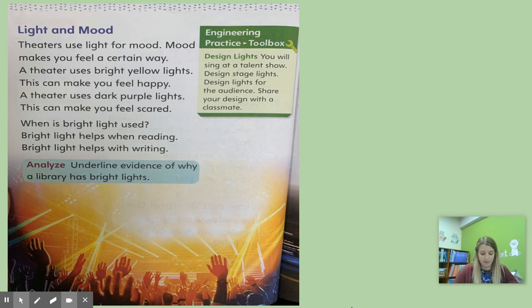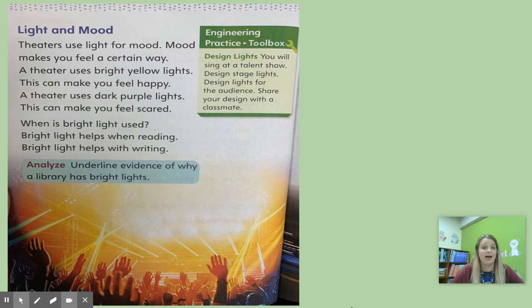All right, so light and mood. Theaters use light for mood. Mood makes you feel a certain way. A theater uses bright yellow lights, and this can make you feel happy. A theater uses dark purple lights. This can make you feel scared. So when is bright light used?